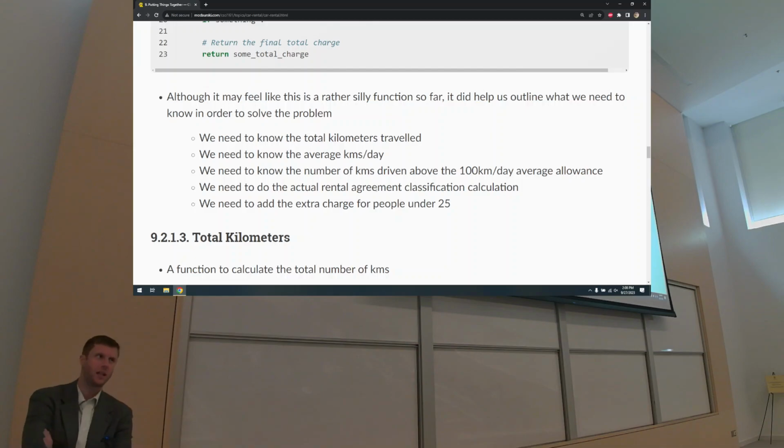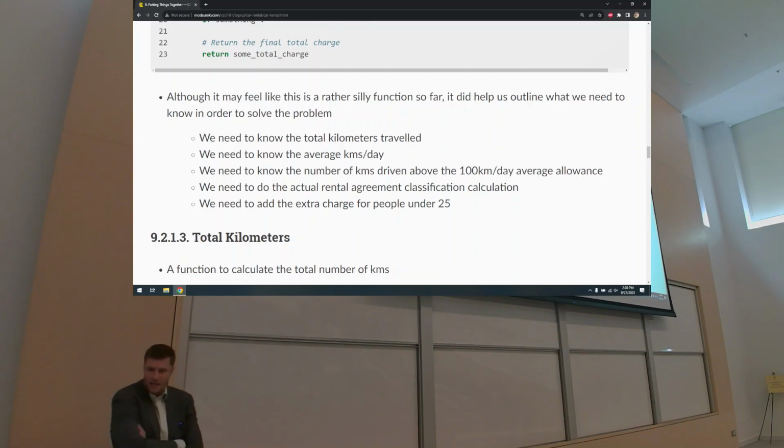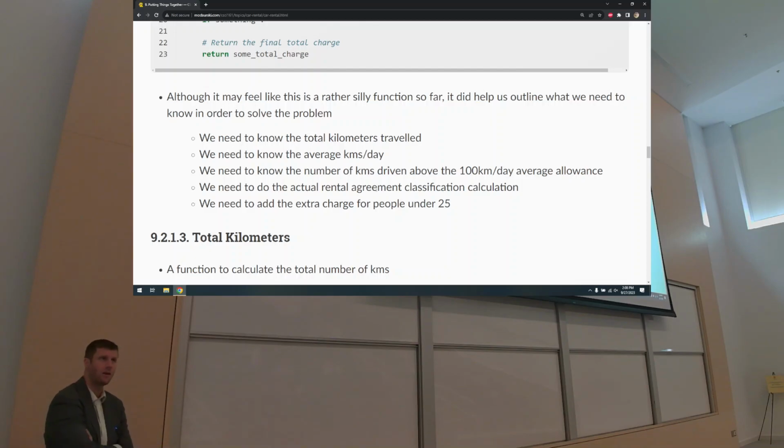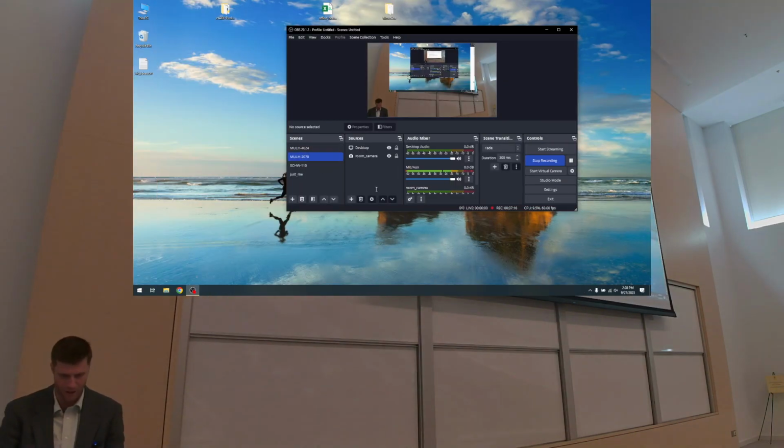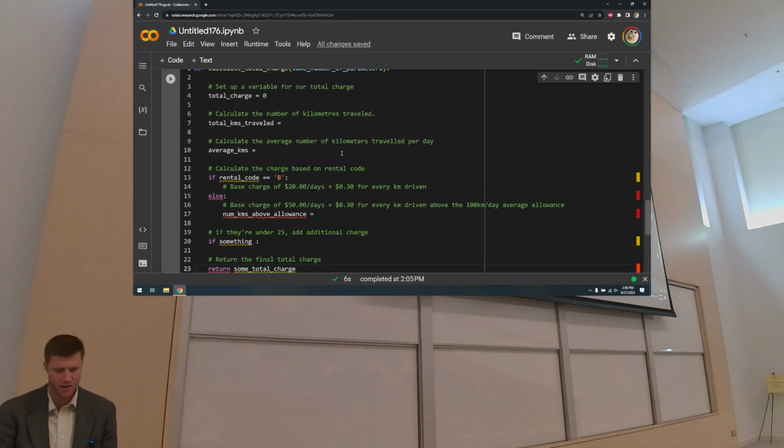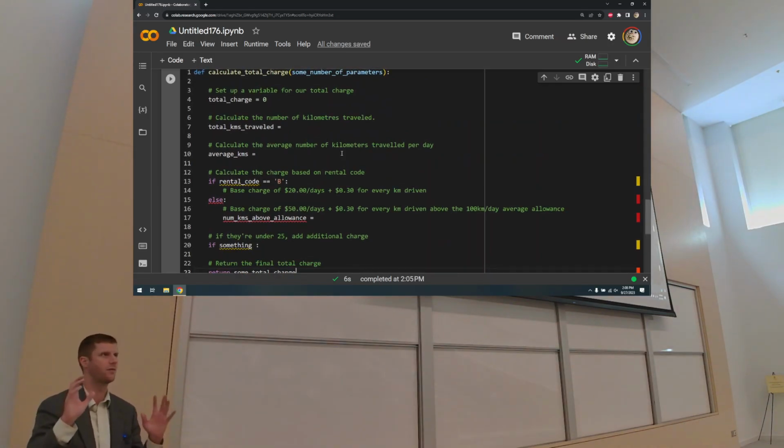It might feel silly to do it like this, but it told us something. We need to know the total kilometers driven. We need to know the average kilometers a day. We need to know the number of kilometers driven above 100 kilometers a day allowance when it's classification code D. We need to know the actual classification code, and we need to add the extra charge if they're above 25. That's all that I have in that function. All of that code I wrote there so far, I know it's not going to work. It was just to get a sense of what I need.